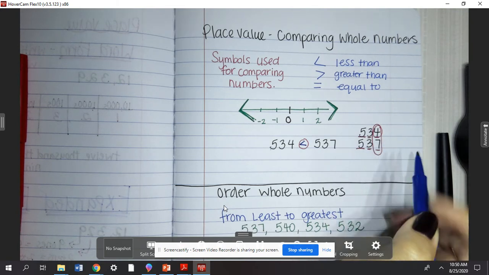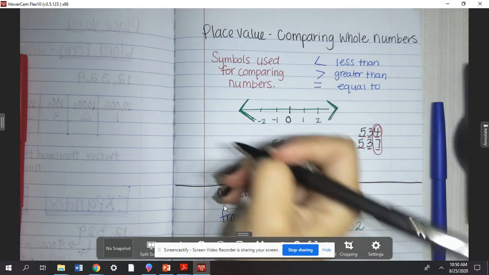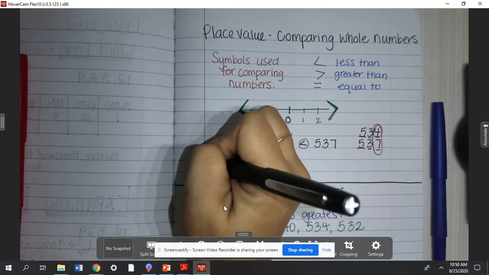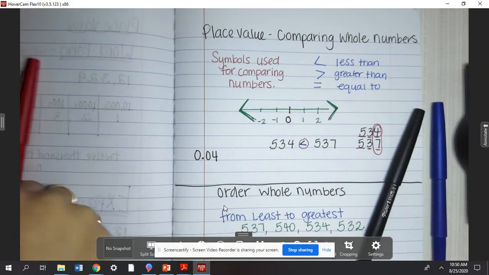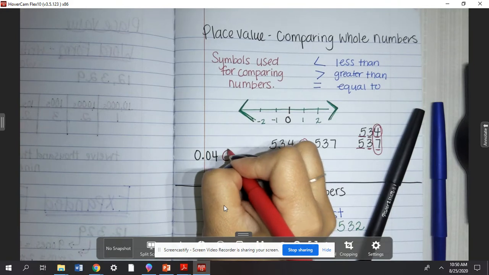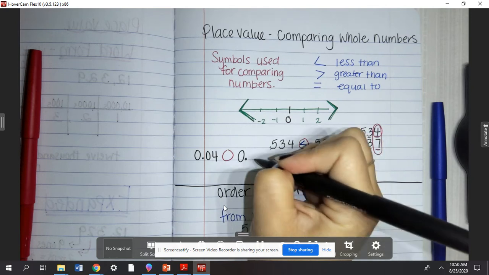Okay. Now again, that's going to be really important because whenever you are going to do decimals, you might see numbers that look like this. And then I might have to compare it to another number that looks like this.